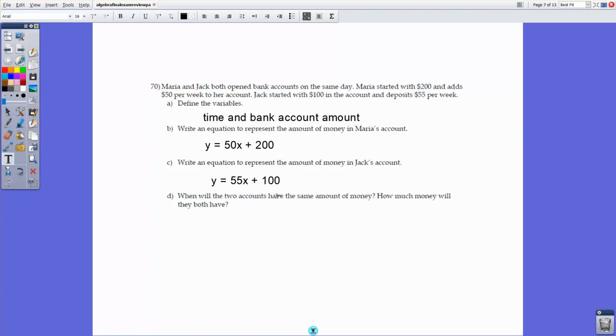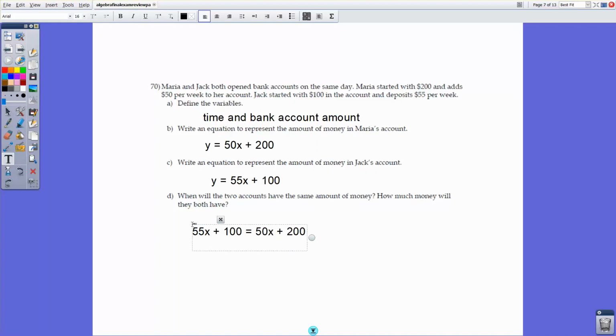When will the two accounts have the same amount of money? How much money will they both have? Well, this is really a system, and notice that it's both bank account amounts, so we can just set these two equations equal to each other. 55x plus 100 equals 50x plus 200.